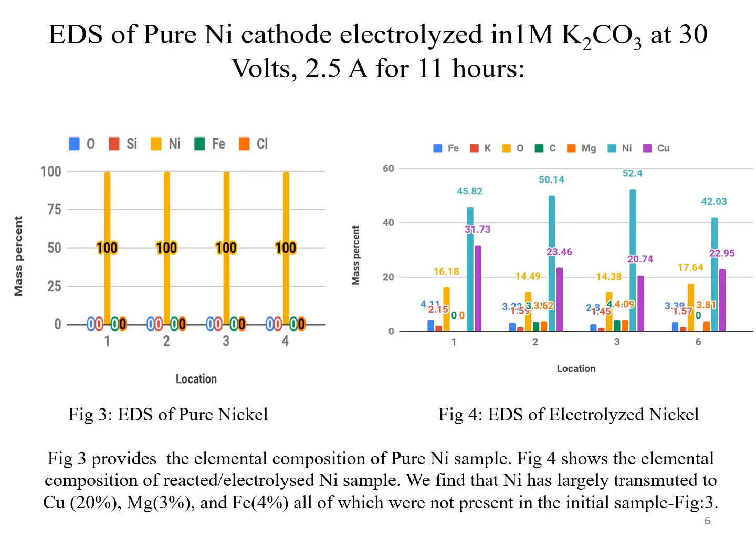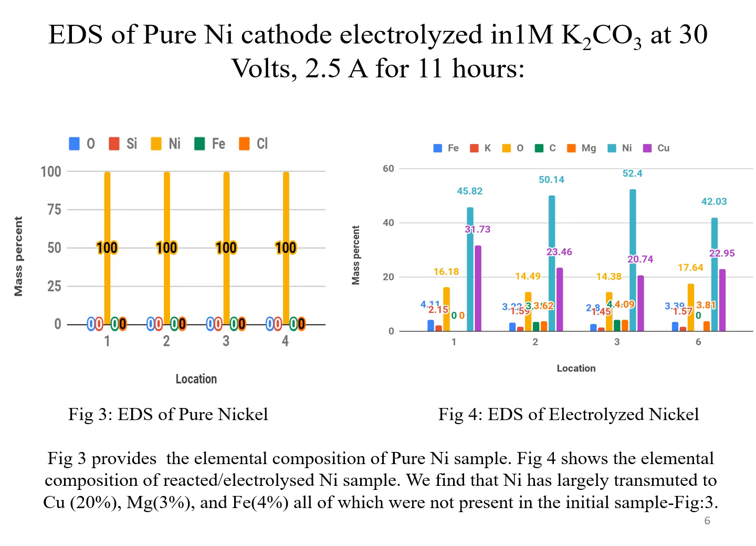So let us start looking at some of our experimental results. We have chosen pure nickel as our metal of interest. Figure 3 shows the EDS of the pure nickel. On the x-axis, we have 4 spots chosen on the sample. So these are basically the 4 different locations on our pure sample, and on the y-axis we have the corresponding mass percentage of those spots. We can see that the EDS says that all the 4 spots had 100% nickel.